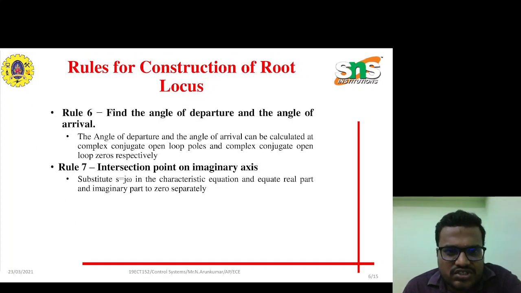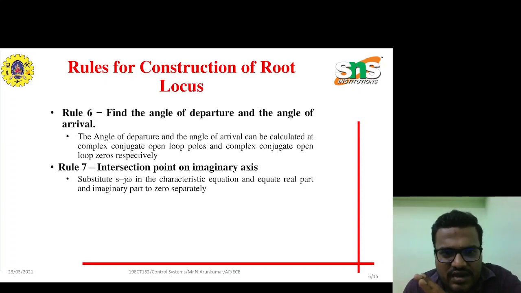The next one is rule 6: find the angle of departure and the angle of arrival. After the locus meets the poles and zeros, we have to mark the concerned value. That value will be based on the angle of departure.